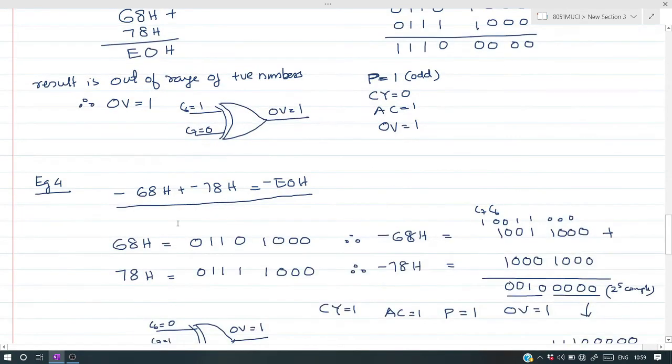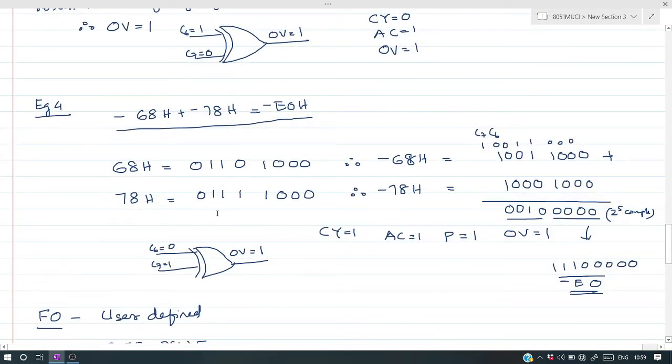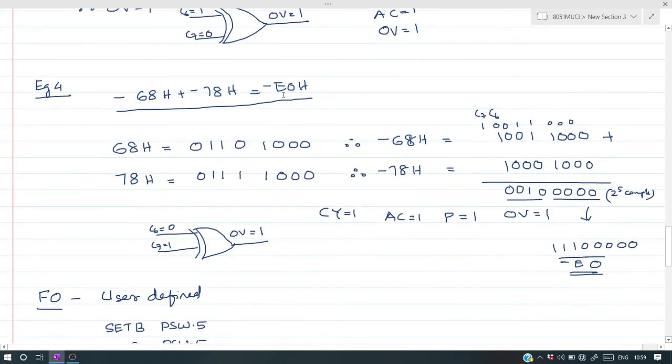Similarly, during this addition, we know that the result is minus E0. That is a negative number. But when we check this MSB, it is 0. It wrongly indicates that the number is positive. So to get the correct sign, as the overflow flag is 1, we need to take the complement of 0, that is 1. That indicates the result is negative. So this is the importance of the overflow flag.